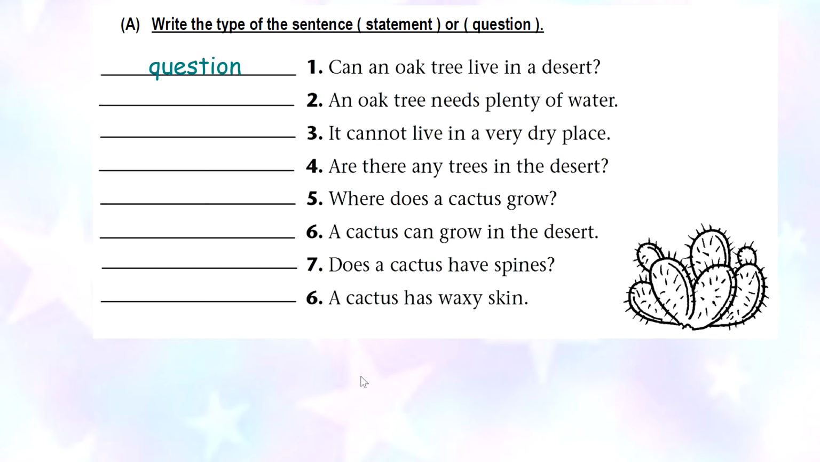Number 1 is a question. It begins with can, and it ends with a question mark. 2 is a statement. We have article, noun, oak tree. We have adjective, noun. We have the verb, needs, and the rest of the sentence.